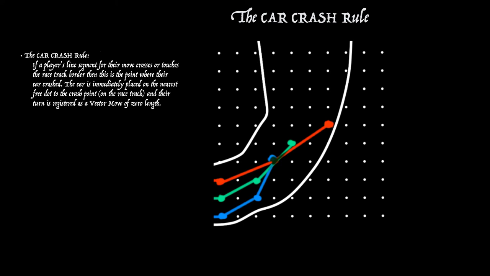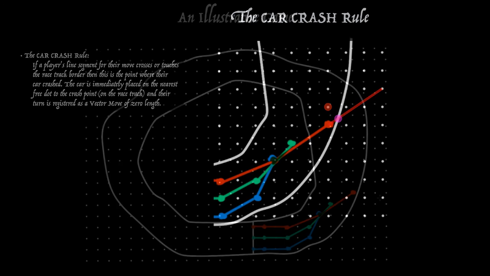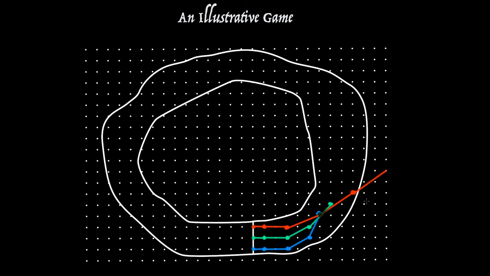So if we look over to the right, red's next move, the same as the previous one, looks like this. And all the choices for amending that rule are all off the racetrack. So red decides to make that move, and there in purple is the crash site. And the nearest point back on the racetrack is there where the dot is. And for red's next turn, we just assume that red had a zero move in the previous turn. So let's look at the game as it progresses round the track.